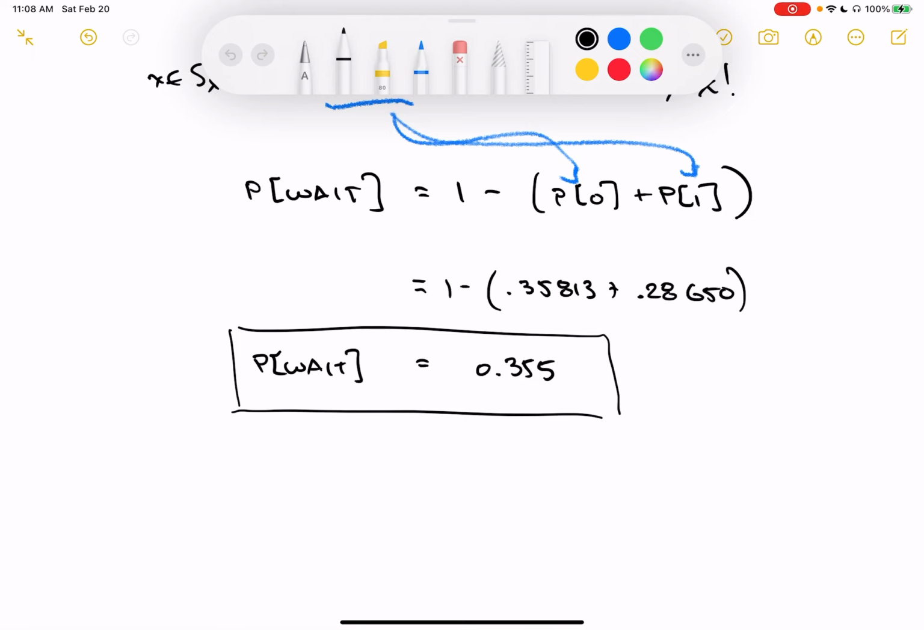That's enough for this lecture. We'll pick up on what is called the cumulative distribution function in our next lecture.